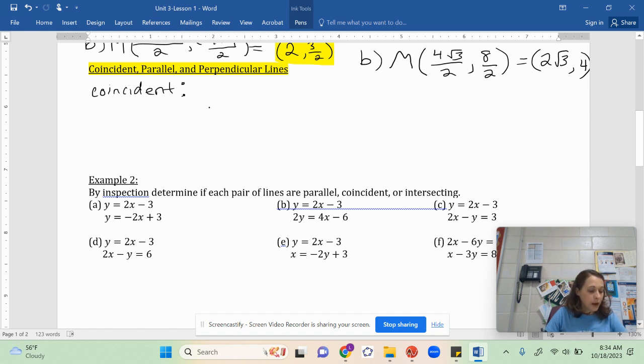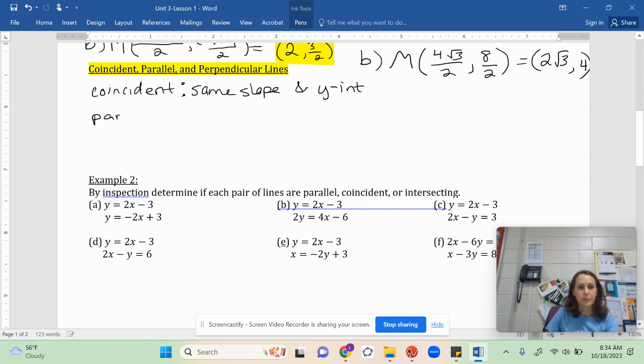Oh, well. So coincident lines are lines that have the same slope and y-intercept. This is not an IB term. This is a term that your textbook uses, but I've never seen this on an IB exam. But it is a common word for lines with the same slope and y-intercept: coincident.